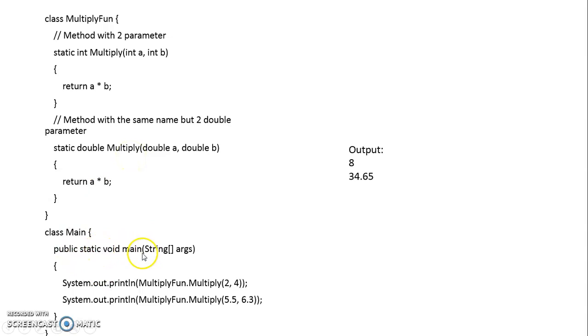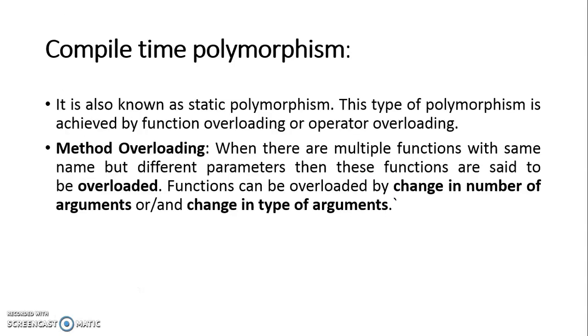Now there is a main class in which there is a main function. Here I will perform the operation multiply 2, 4. So here integer is my input variable of actual parameters, and here are the formal parameters. It will return the value of 2 into 4, that is 8. And the second print statement will multiply the double values 5.5 and 6.3, which will return the value 34.65. So this is the example of static polymorphism, that is compile time polymorphism, of the type change in the type of arguments.